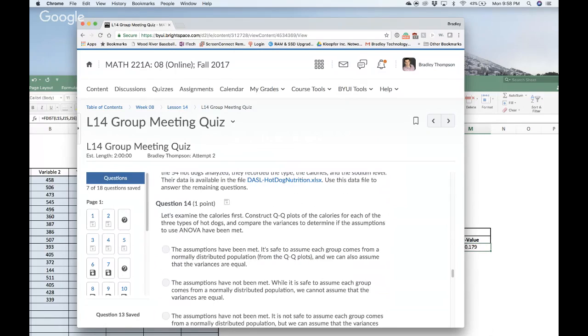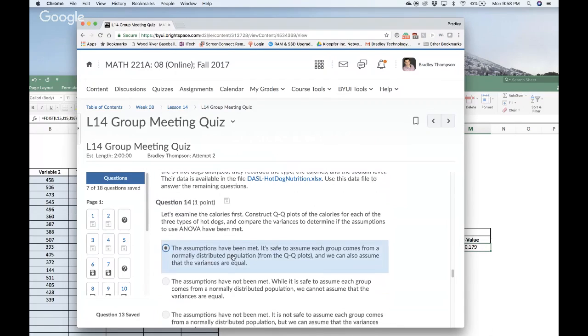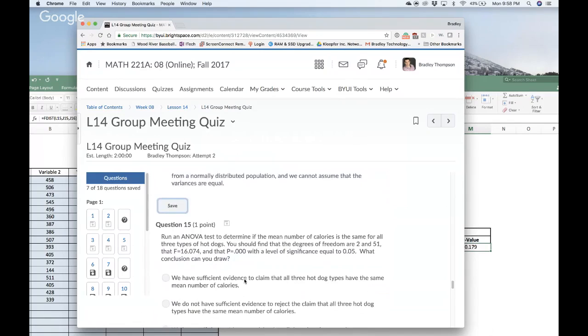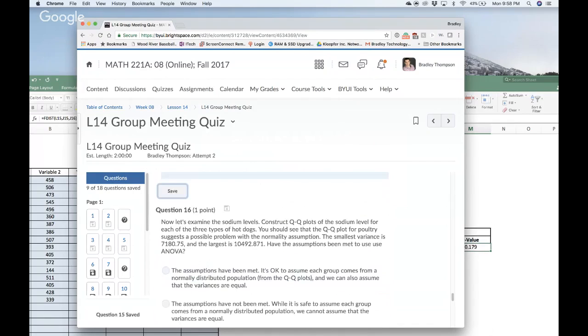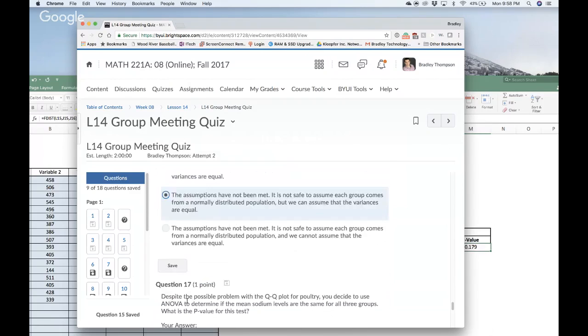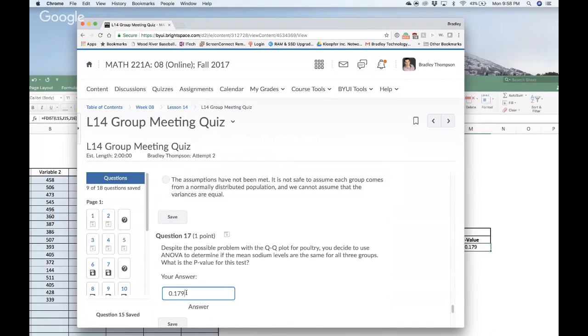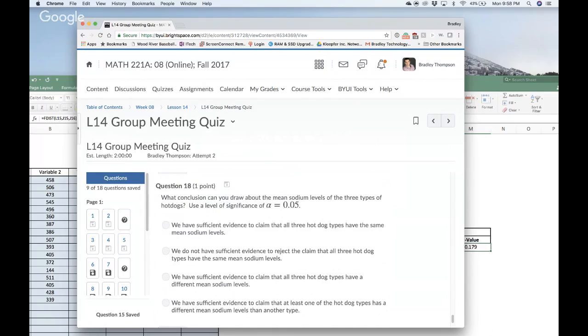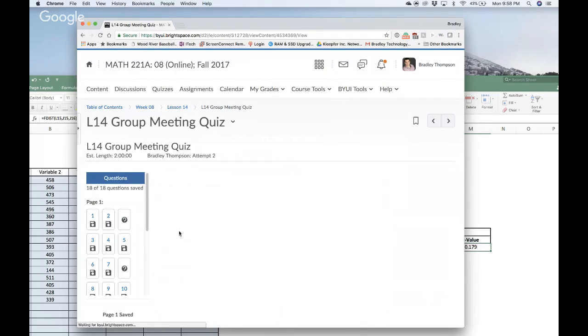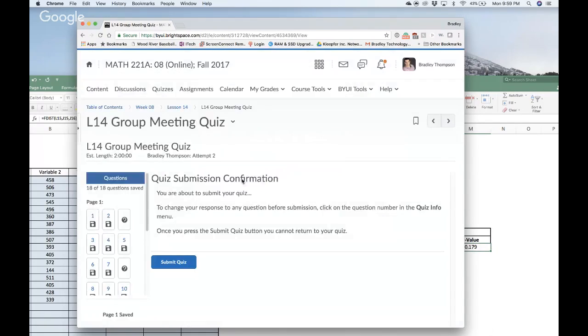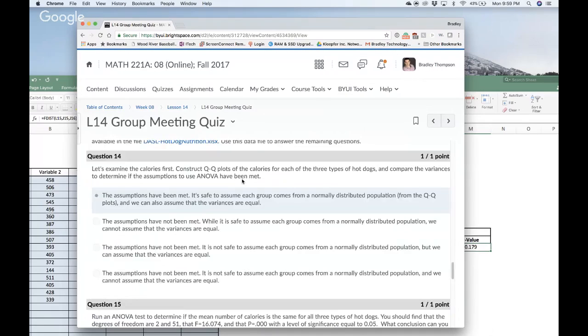And then 14 is A. 15 is D. 16 is C. 17 is 0.179. 18 is B. Say that again? 17 is 0.179. Okay.